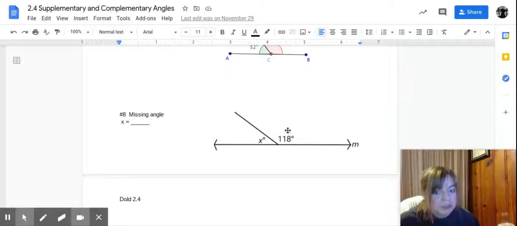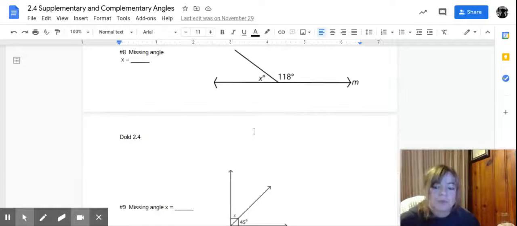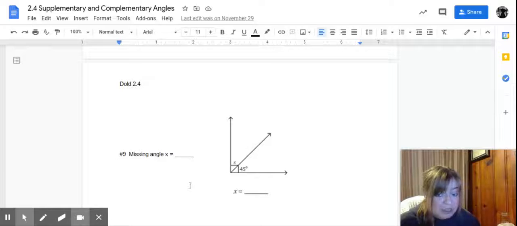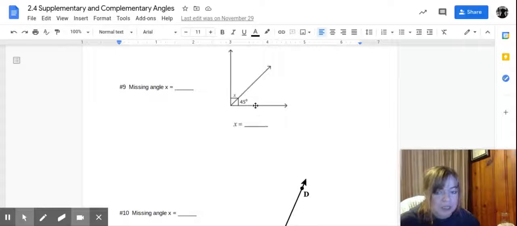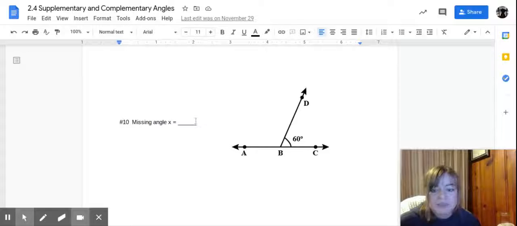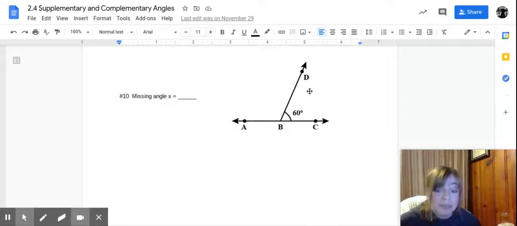Okay, I want you to understand it's over 100, so this piece can't be 100. Here again, there's that corner. 45 is half of 90. You'll see that a lot coming up, that 45-degree angle is right in the middle. Should give you a clue of what that answer is. 90 minus 45, and last but not least, we have 180 minus 60.